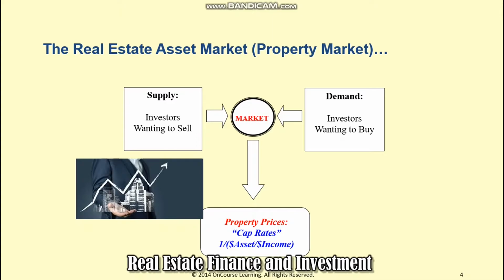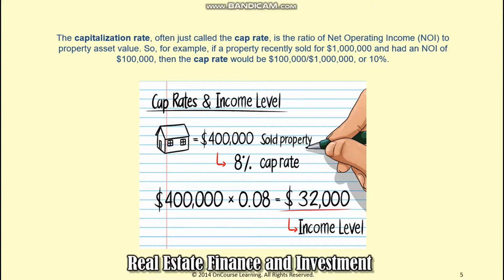Let's proceed to the next slide on the example of cap rates. Cap rate is the ratio of net operating income to asset value. In this example, the asset would represent a house. Let's say the house is sold with a 400,000 value with a cap rate of 8%. It means 8% of the value of the house, which is 400,000, equals 32,000. This 32,000 is the income or profit that the property is able to generate for the investor.